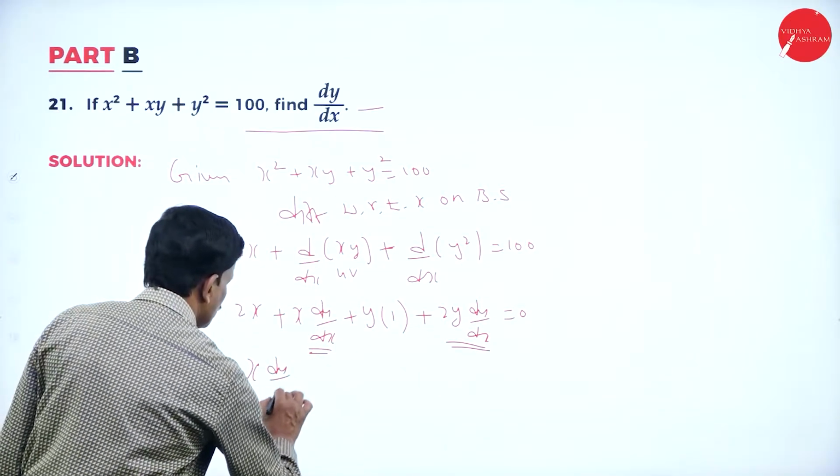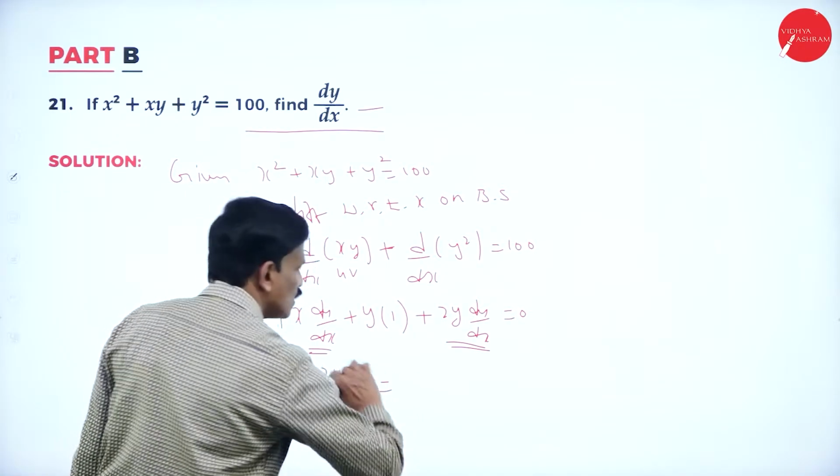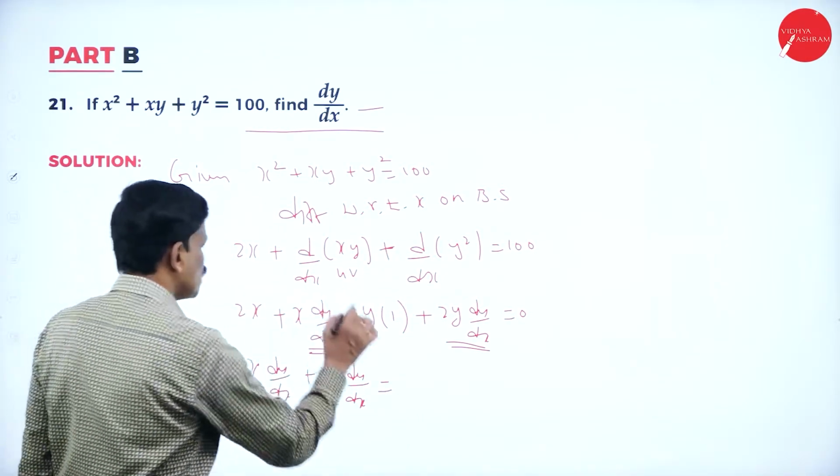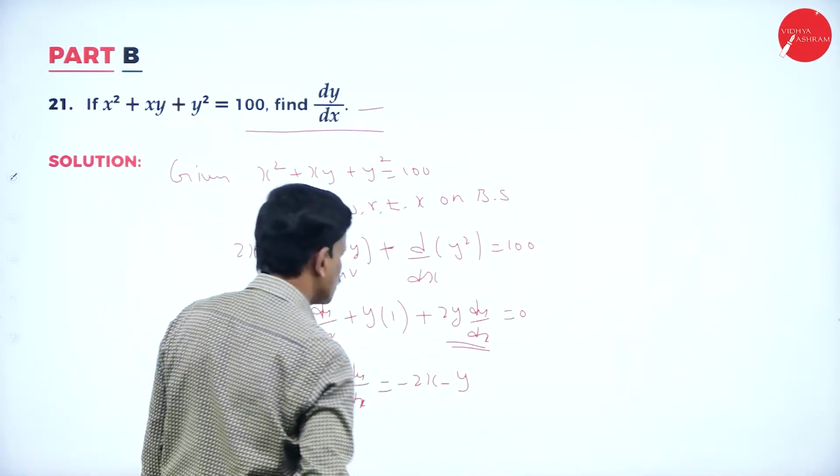This is x dy by dx plus 2y dy by dx and transfer the remaining variables to the right hand side. Plus 2x becomes minus 2x and plus 1y becomes minus y.